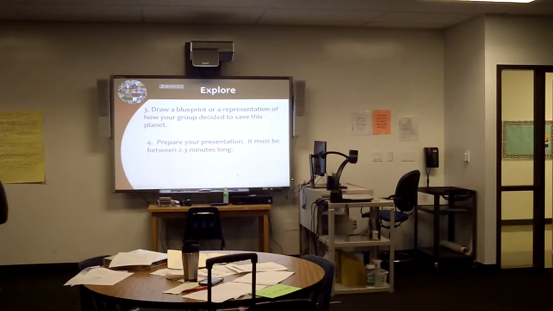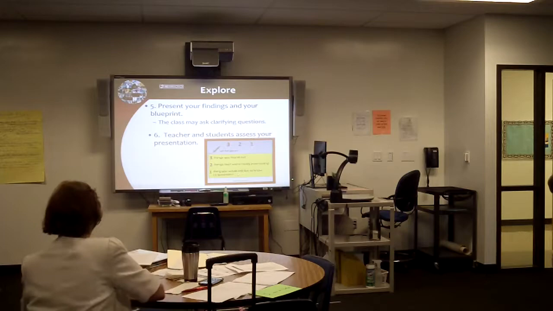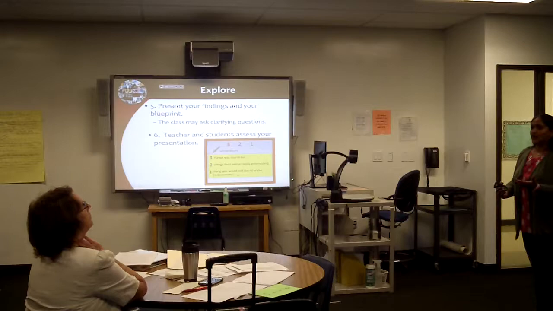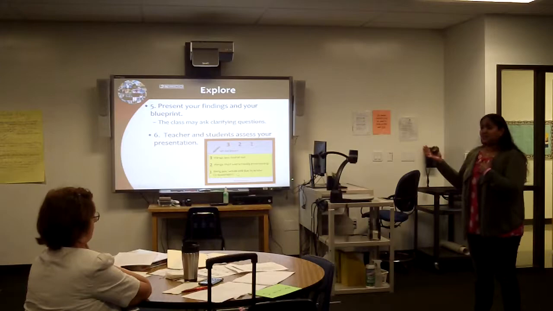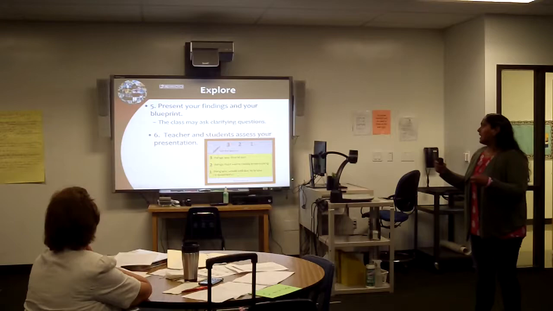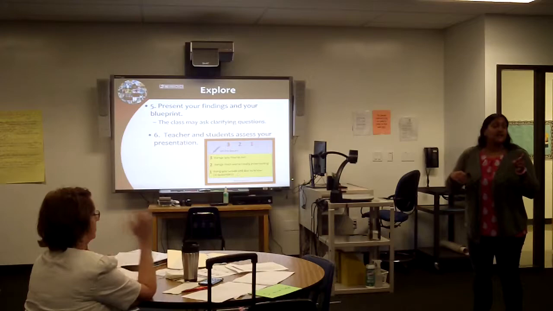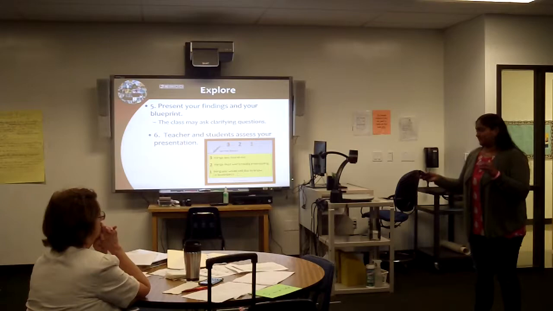Yep. Okay. So the next part, step 5, is where you are presenting your findings, and then the class is going to ask any clarifying questions. It's a 2 to 3 minute presentation. Normally, the teacher and the students would assess using a rubric based on time. We're not going to do a rubric, but at your seats we can do a 3-2-1. This part is important: the other students and the teacher complete a rubric based on the presentation to make sure that they have completed the requirements. So who wants to go first?